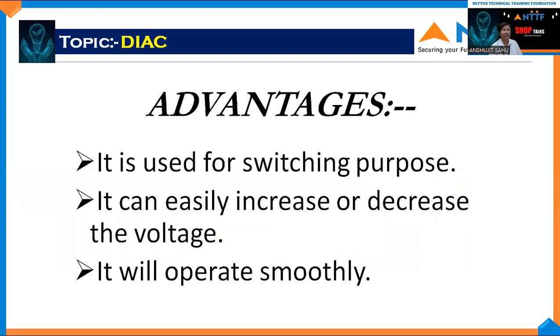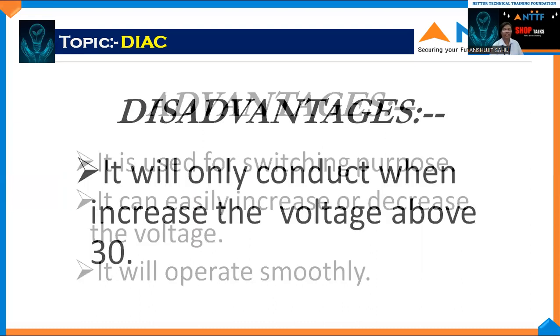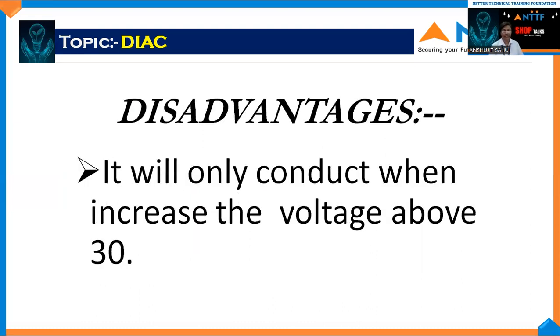Then advantages of DIAC. It is used for switching purposes. It can easily increase or decrease the voltage. It will operate smoothly. Disadvantages of DIAC. It will only conduct when the voltage is increased above 30 volts.